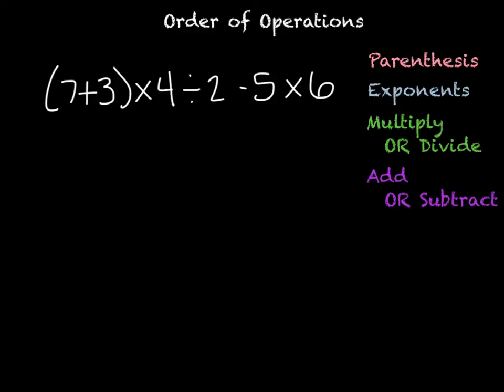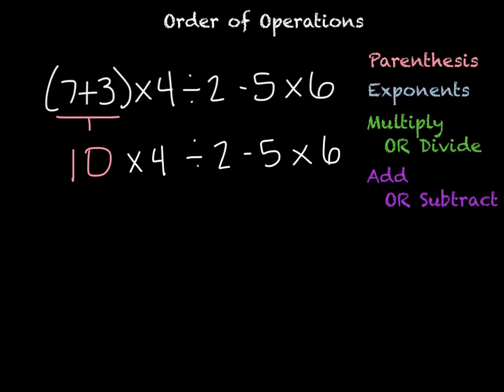Alright, so let's see. The first thing I have to do is parentheses. So I'm going to do my parentheses first. 7 plus 3 is 10. And then here's my trick. I'm going to bring everything else straight down. Okay. I don't have any exponents, so I get to skip that step, and I'm going to go straight to multiplying or dividing. So multiplication or division, I'm going to go left to right. So the first thing that I see is this 10 times 4. So 10 times 4 is 40. And then everything else is just going to come straight down.